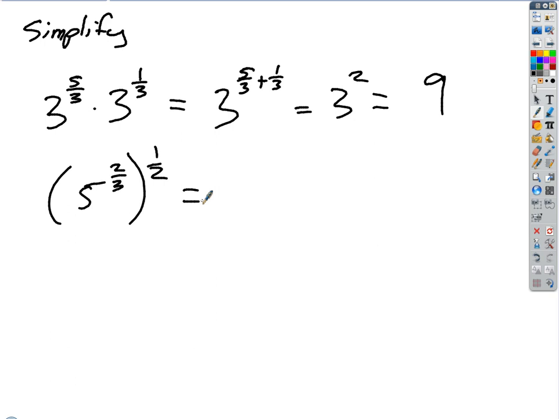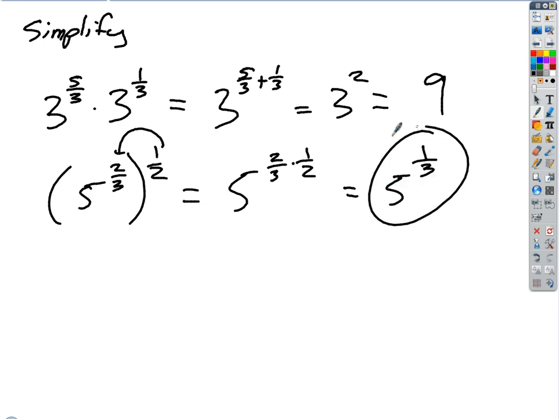That's a 1/2. Yeah. Good. Okay. Good. The property of exponents here: if I'm taking a power to a power, I multiply the exponents. So I'll just multiply that 1/2 by the 2/3. Good. So I end up with 5 to the 2/3 times 1/2, which is what? 5 to the 1/3. That's my answer.